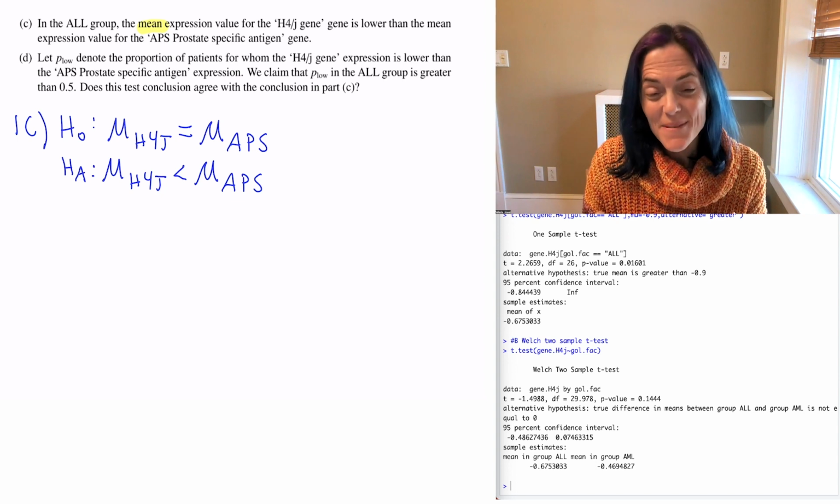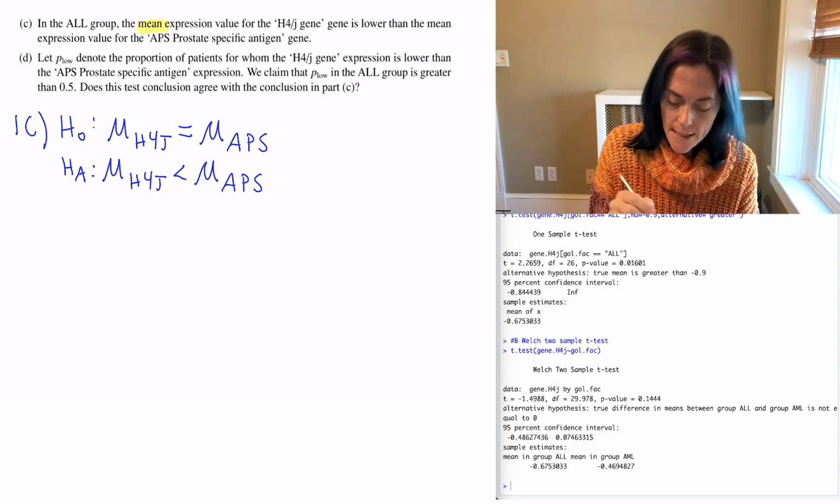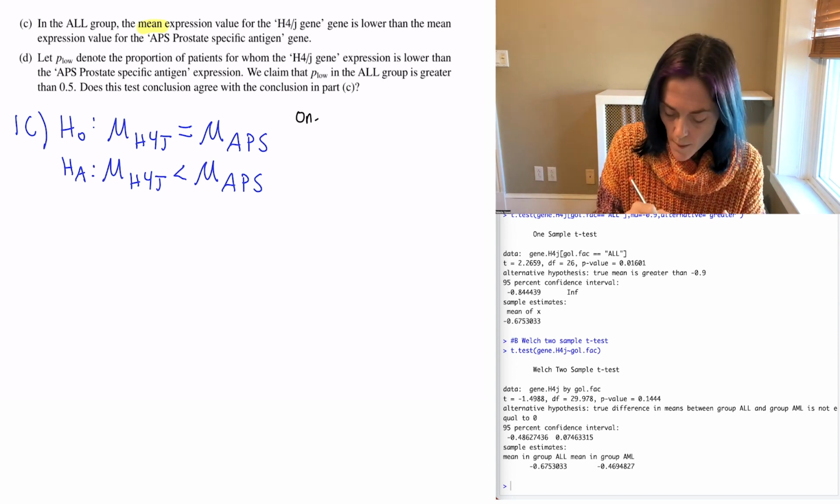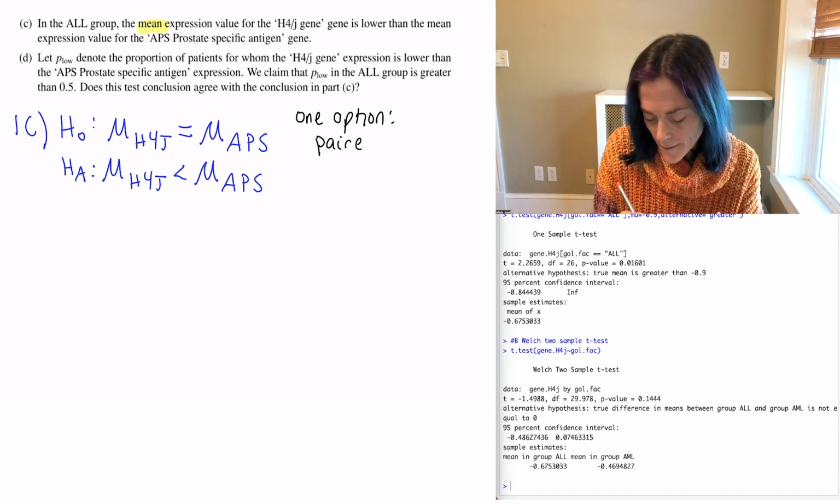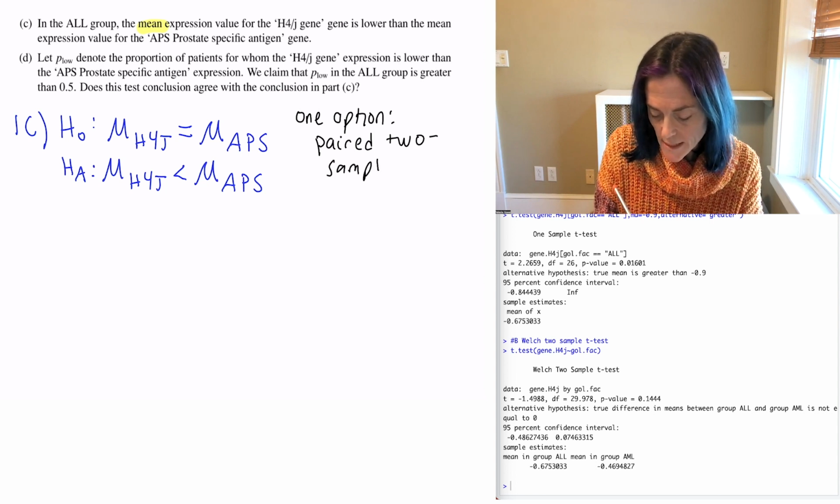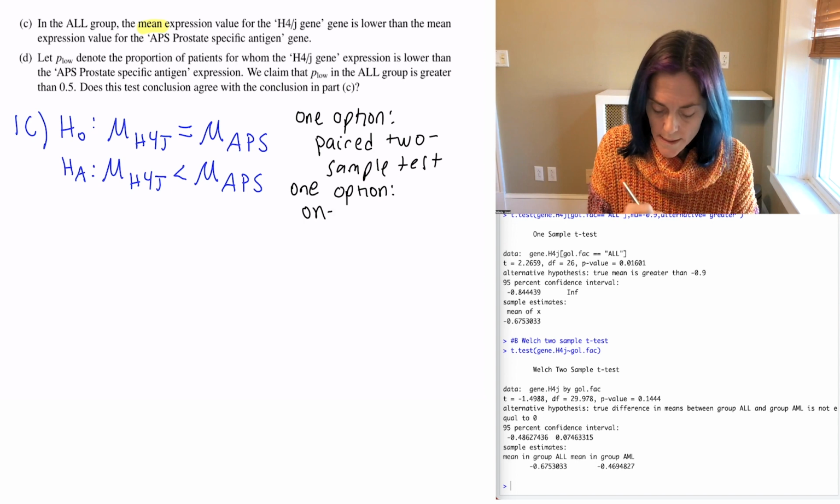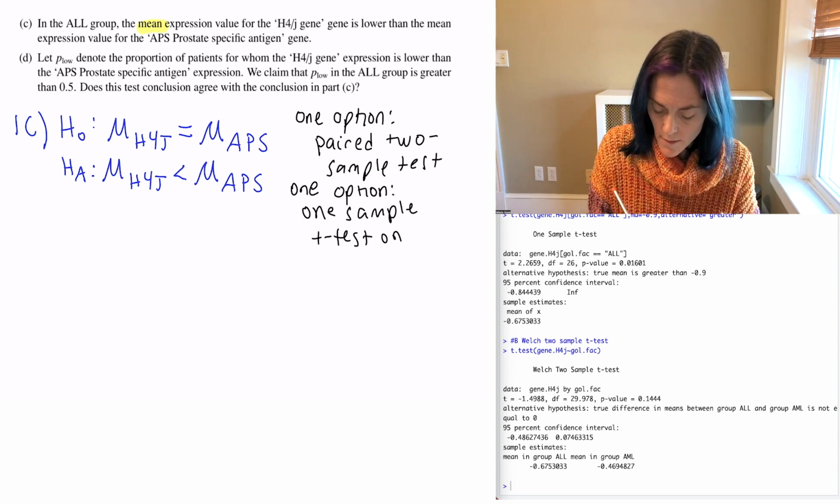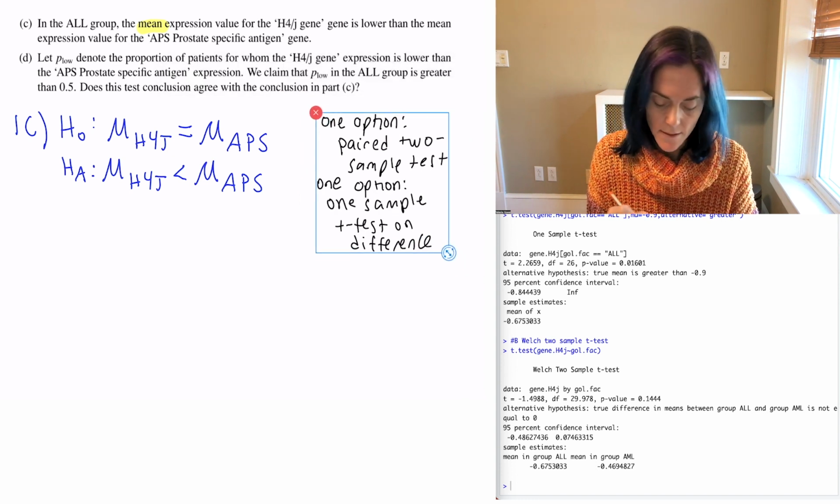Okay, we have two options here. One option would be to do a paired two-sample t-test. Let's write this. So one option, and they're really equivalent, would be a paired two-sample t-test, one-sided, of course. But the other option would be to do a one-sample t-test on the difference. In fact, these are equivalent.